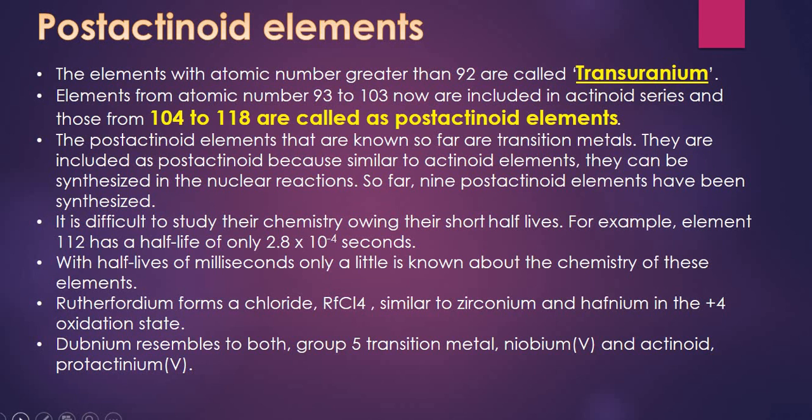Rutherfordium forms a chloride, RfCl4, showing similarity to zirconium and hafnium, which show the +4 oxidation state. Dubnium resembles both the group 5 transition metal niobium and the actinoid protactinium, with oxidation state +5. So this is all about post-actinoid elements.